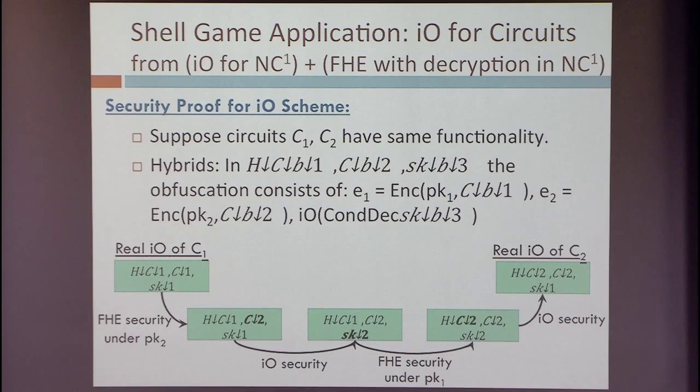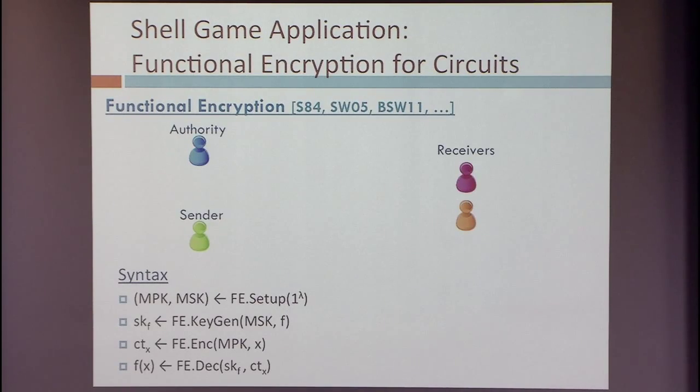Okay, so that was bootstrapping IO for NC1 to IO for circuits. I do have one more slide that's going to have some of these arrows in it. Hopefully there aren't too many problems. Okay. Give me your thing, I'll put it on mine. That's okay, in case it gets really bad.